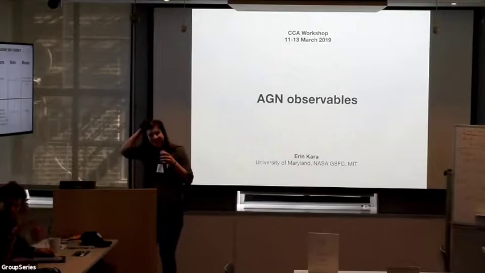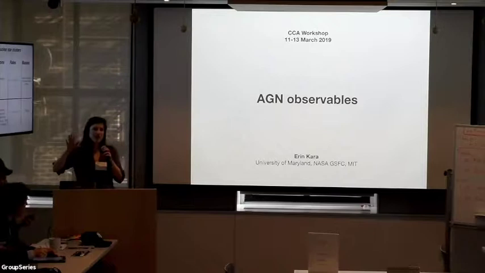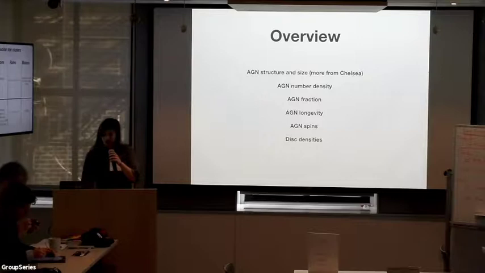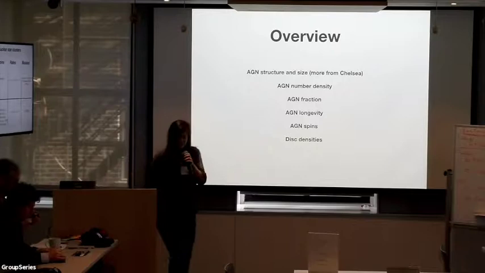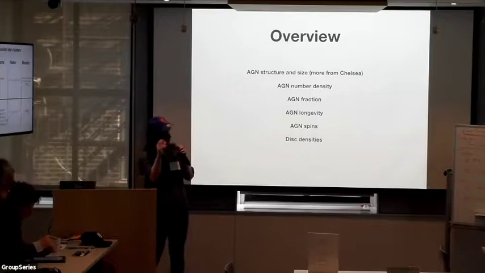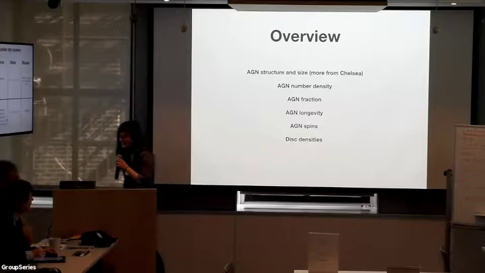I was asked to give an overview of some AGN observations and talk a little bit about all of the things that are uncertainties in the rates of how many mergers you'd expect. So what you're really going to see from this is that the constraints that we have observationally are pretty limited. There's a lot of room for learning.